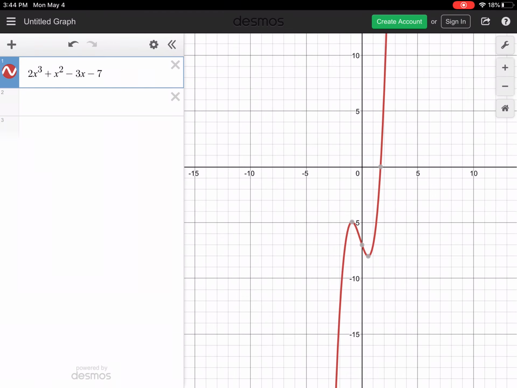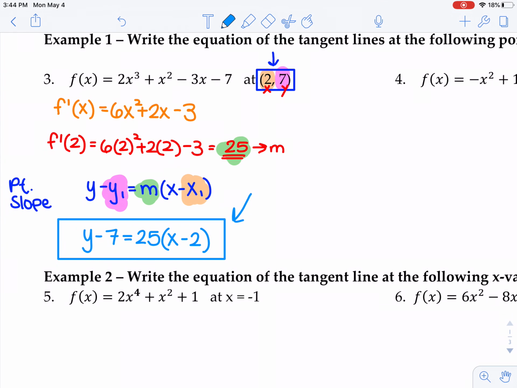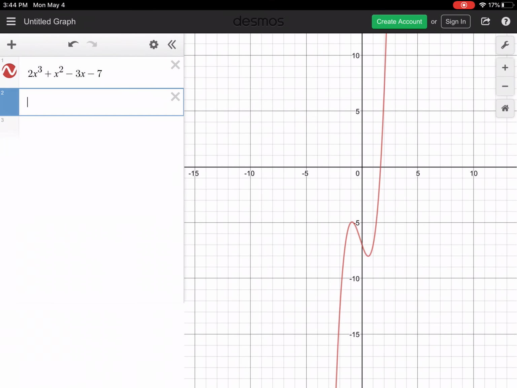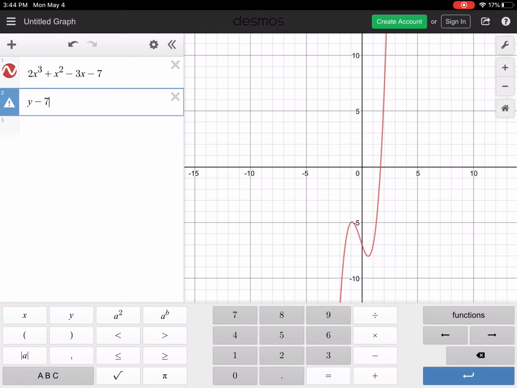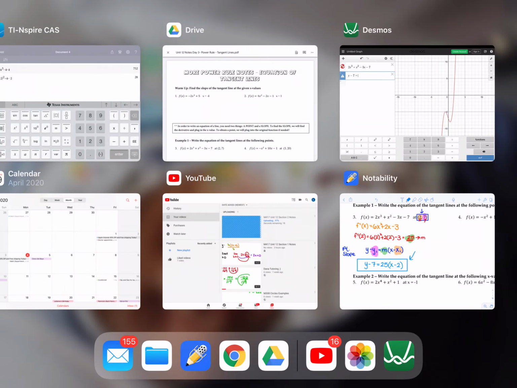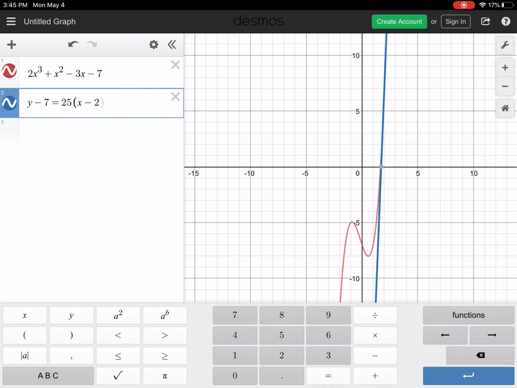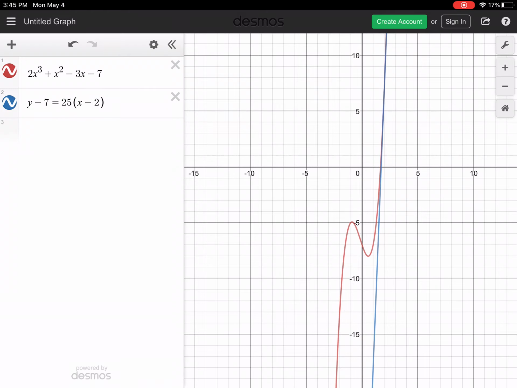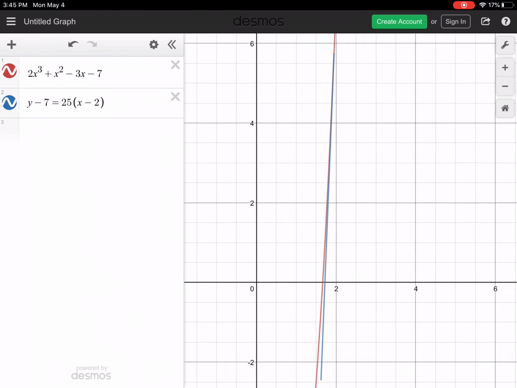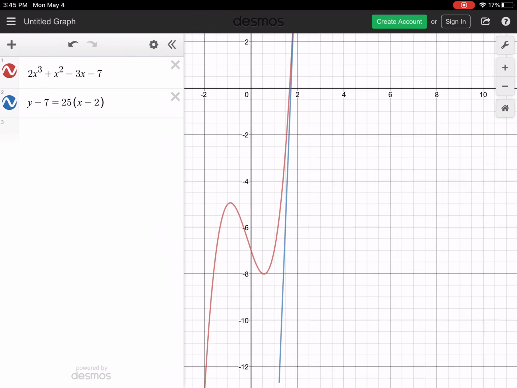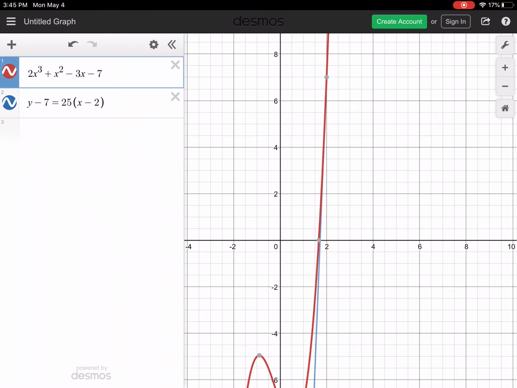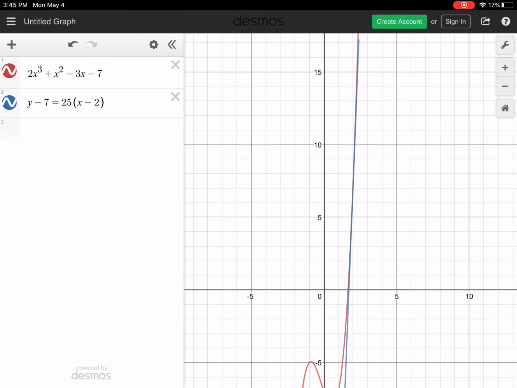So here is the curve. The equation of the tangent line is y minus 7 equals 25 parentheses x minus 2. It's kind of hard to see because it's really steep, but if you zoom in enough, you can see that this blue line is a tangent line at x equals 2, because it hits at 2, 7.